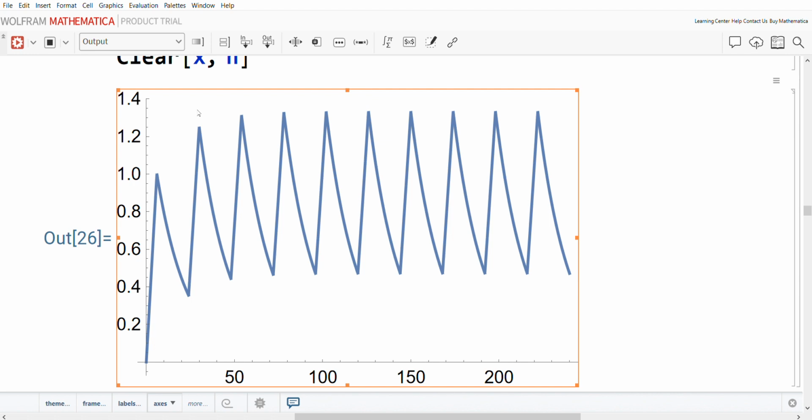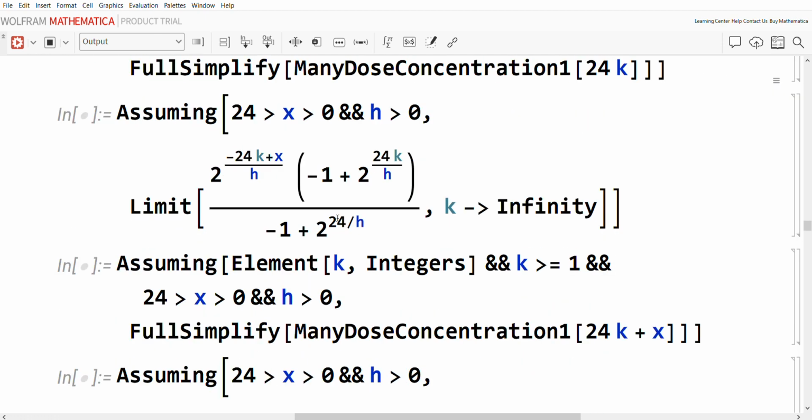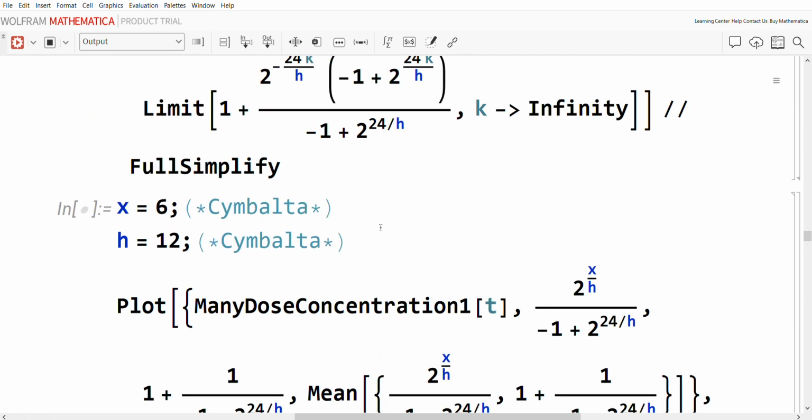Where you've eliminated as much as you're going to eliminate, then you take another dose, and you go up again. So then I wanted to look for formulas for what this peak is here, and what this trough is here. It seems to be around 0.5 for the trough, and for the peak around 1.3. Okay, so for Cymbalta, the time to peak concentration is 6, and the half-life is 12. These are averages. So I'll run this.